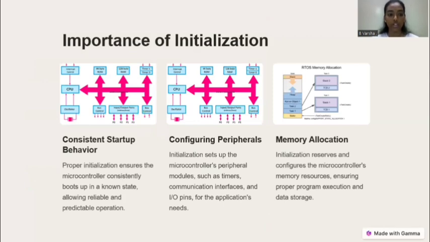Importance of initialization. Consistent startup behavior. Proper initialization ensures the microcontroller consistently powers up in a known state, allowing reliable and predictable operations. Configuring peripherals. Initialization sets up the microcontroller's peripheral modules such as timers, communication interfaces, and input-output pins that the application needs. Memory allocation. Initialization reserves and configures the microcontroller's memory resources, ensuring proper program execution and data storage.